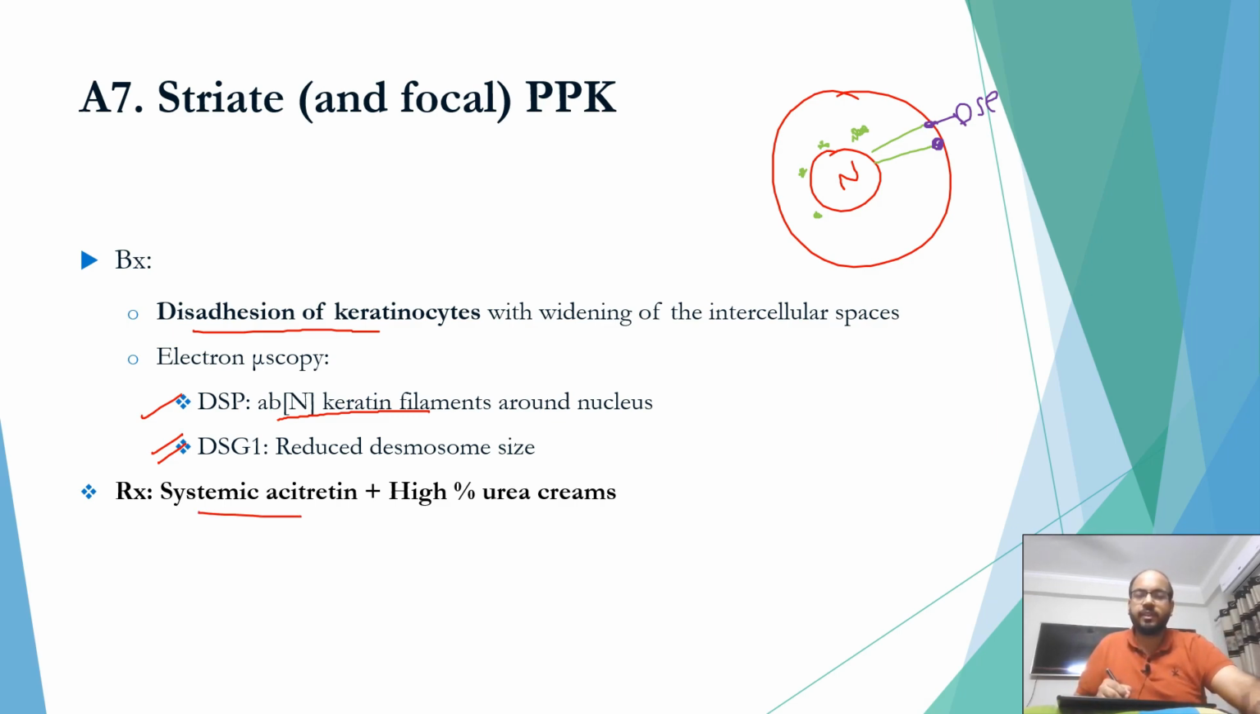Treatment includes systemic acitretin or high percentage urea creams, roughly 40% or more, because that is when urea starts to become keratolytic instead of keratoplastic. The 10% that we normally use is keratoplastic. Let's move forward.